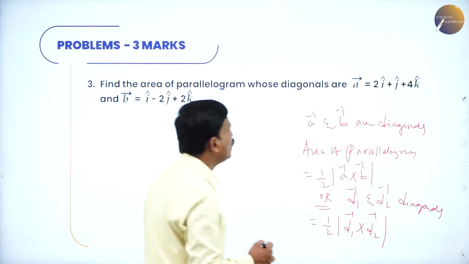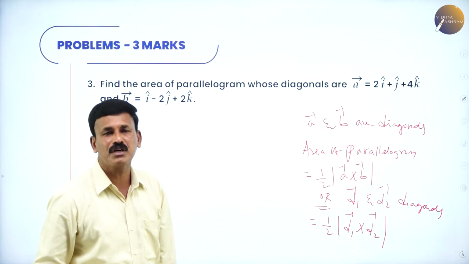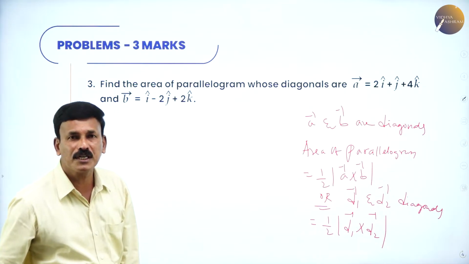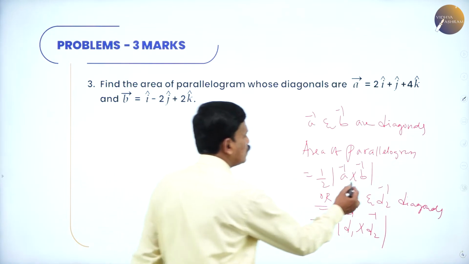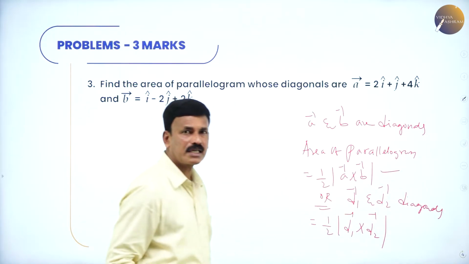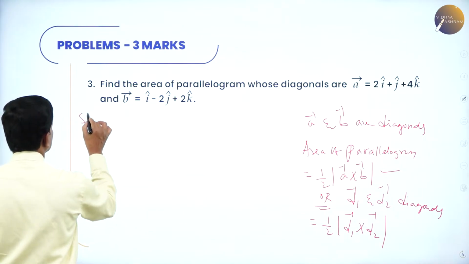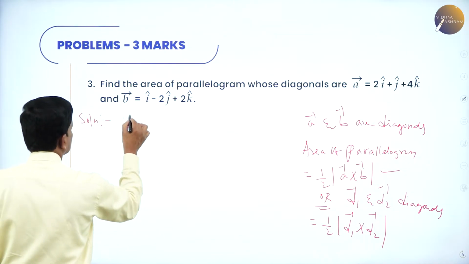If A and B, instead of D1 and D2, they have mentioned it as A and B. If A and B are the diagonals of a parallelogram, then the area of a parallelogram is half into length of A cross B. Now, let us come to this problem. What is A? Find out A cross B first.